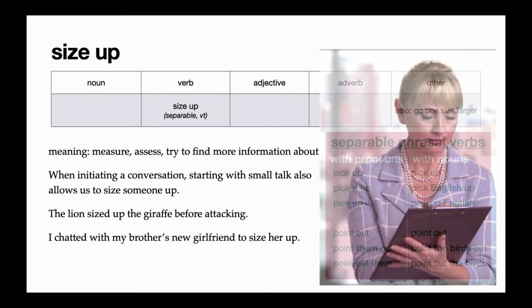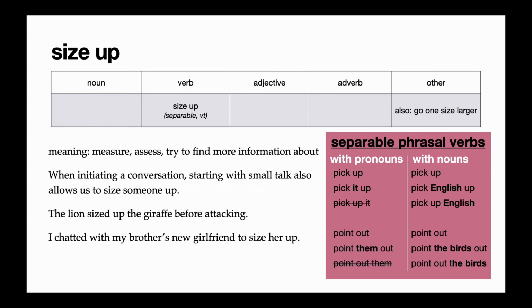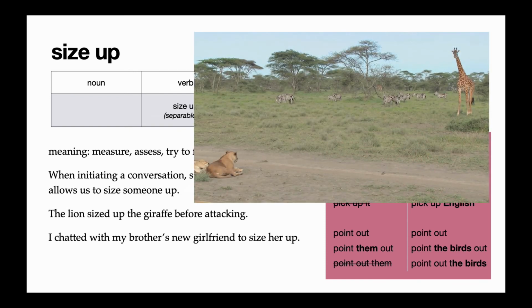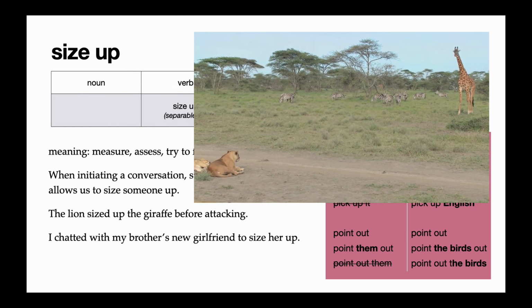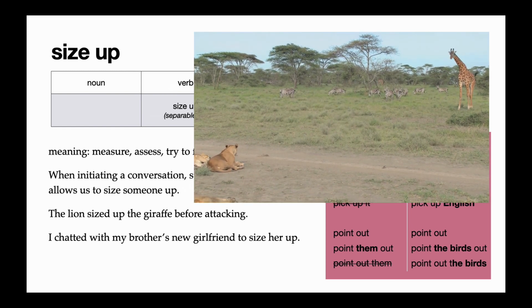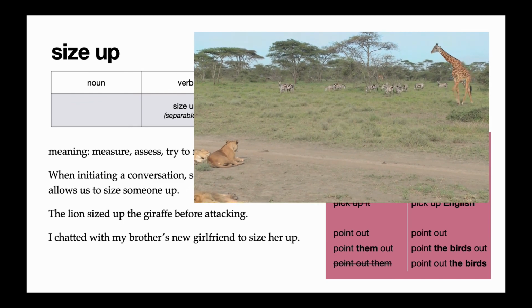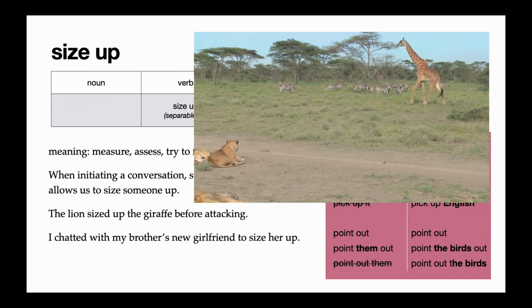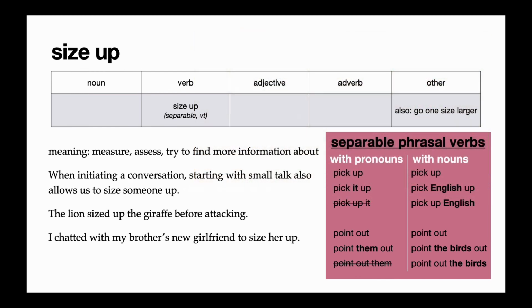The example in the reading was, when initiating a conversation, starting with small talk also allows us to size someone up. That means we're talking with someone and we are looking at them to try to find out more information about them. We're trying to see what kind of person this is. In our second example, the lion sized up the giraffe before attacking. That means the lion is looking at the giraffe and asking itself, is this giraffe going to be easy to catch? Is it too big? That means it's trying to assess how the giraffe is.